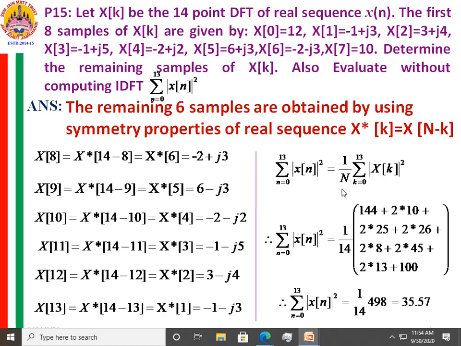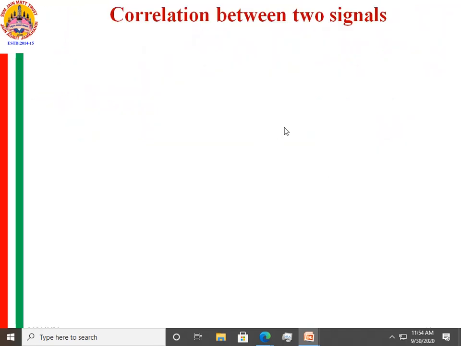I hope you understood this. Got this? So for correlation, let me do it in the next class. If you have any query, for 5 minutes you can ask.